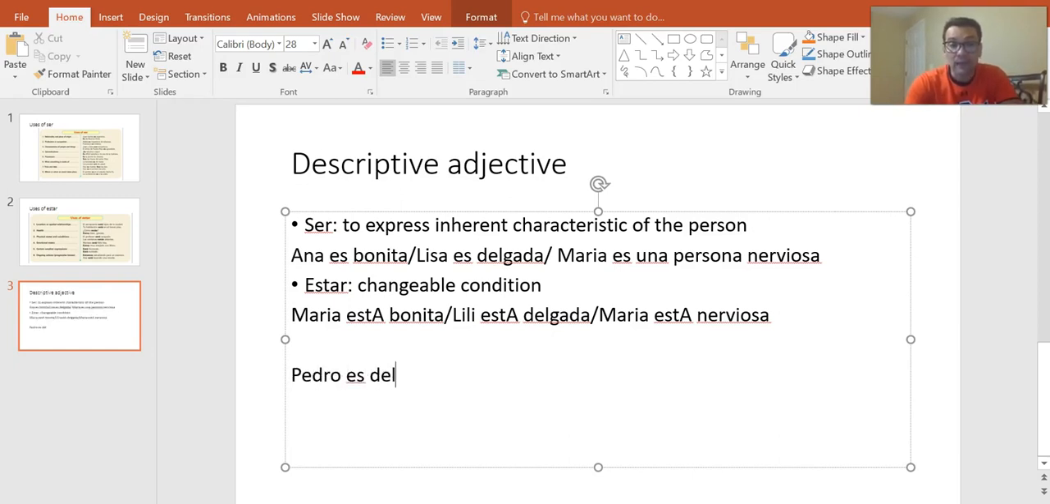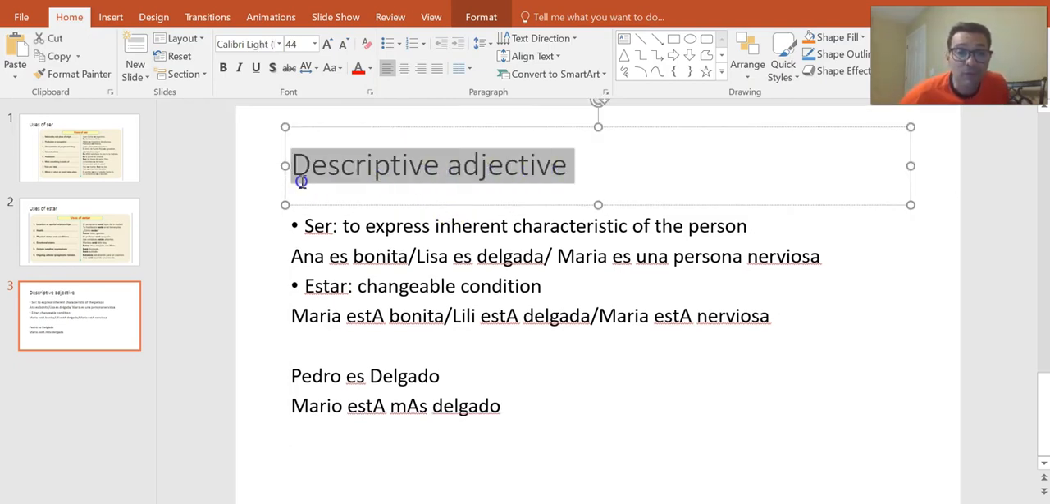I could say Pedro es delgado. He's thin, always thin. But if I see Mario, and I think he's losing weight, Mario está delgado. Más delgado hoy. Like he's thinner today. Not that he's thin, but he looks thinner today. It's an example. Okay. So it could be tricky, and this only happens with descriptive adjectives.